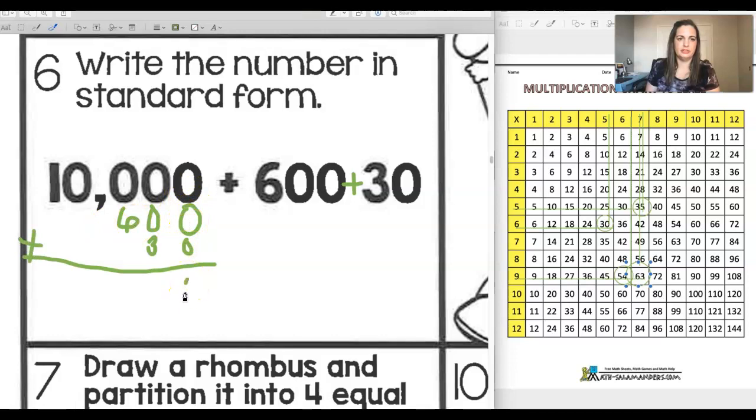0 plus 0 plus 0 equals 0. 0 plus 0 plus 3 equals 3. 0 plus 6 equals 6. Bring your comma straight down. 0 plus nothing is nothing. 1 plus nothing equals 1. In standard form, this number is 10,630.